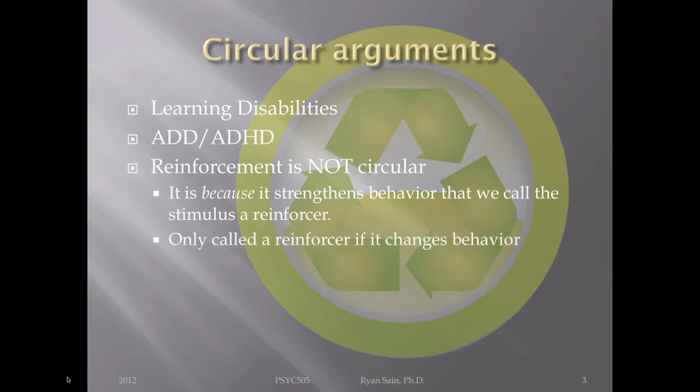Forgot to put this up as I've been talking for the last three minutes. Anyway, it's only called a reinforcer if it changes the behavior. If it doesn't change behavior, it's not a reinforcer. Circularity's gone. Okay.